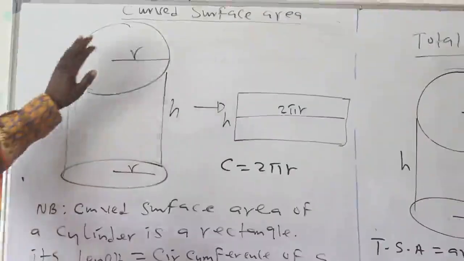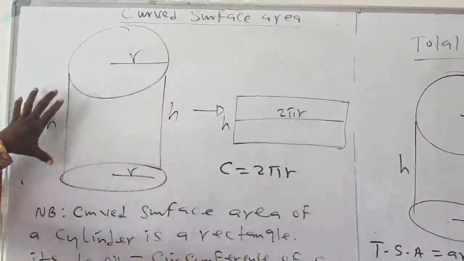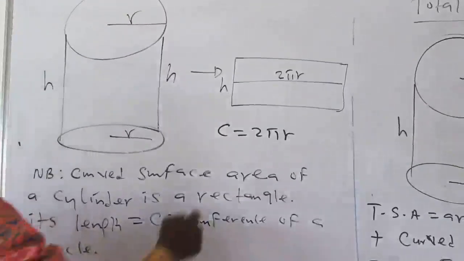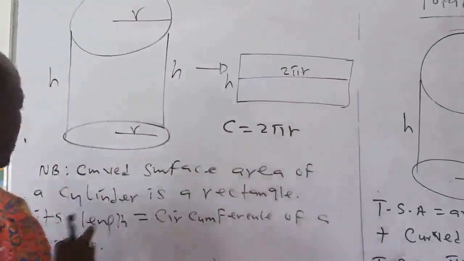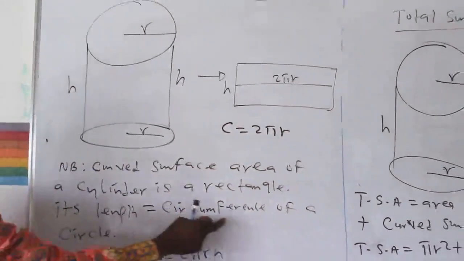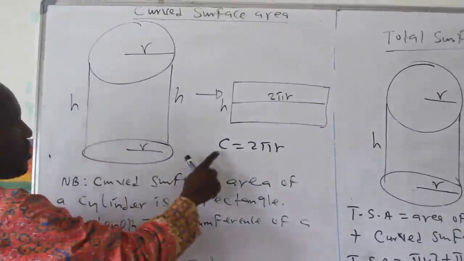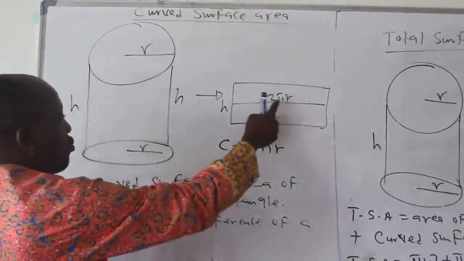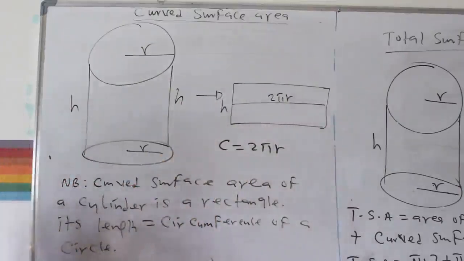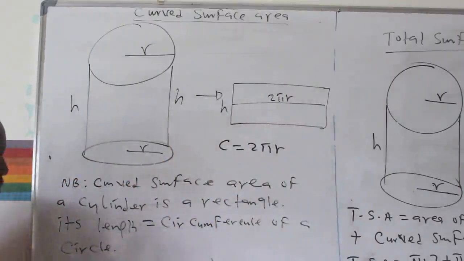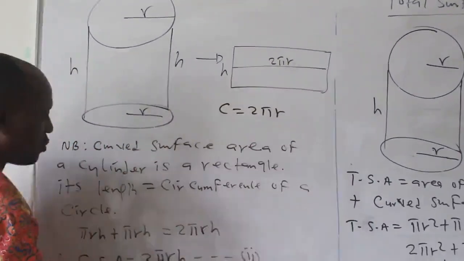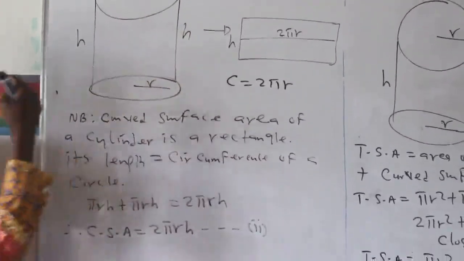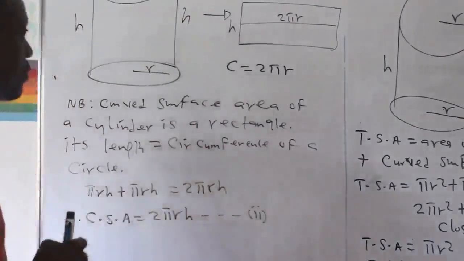So, for the curved surface area of the cylinder, now this is a cylinder. The curved surface area of the cylinder is a rectangle. Take note of this: its length is the circumference of a circle, and we know that the circumference of a circle is given by 2 pi r. That is why we have 2 pi r here. So we are going to have 2 pi r times h. That will give us the curved surface area. That is why the curved surface area is 2 pi r h, or pi r h plus pi r h. That is the formula for curved surface area.